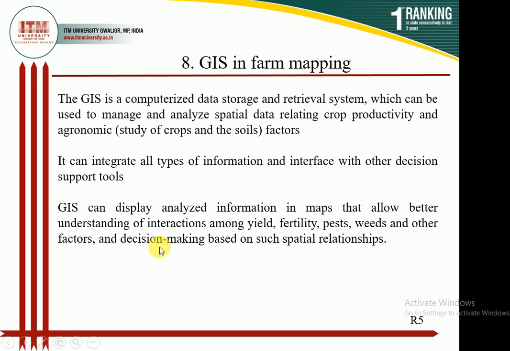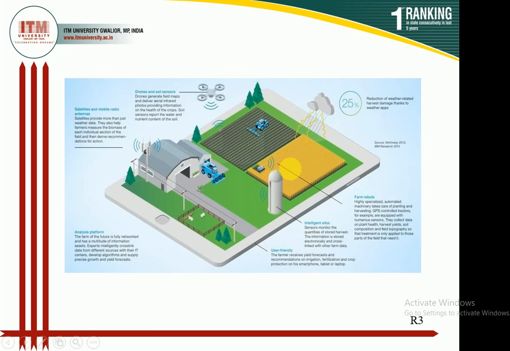GIS is basically a software system which collects all sorts of information about a particular area, whether it be time or land variation patterns, compiles all those data and makes a graphical or map form of that area. This helps in precise application of fertilizer inputs and in managing the farm more precisely. So GIS helps in farm mapping.